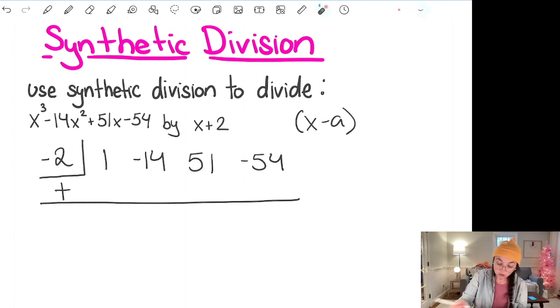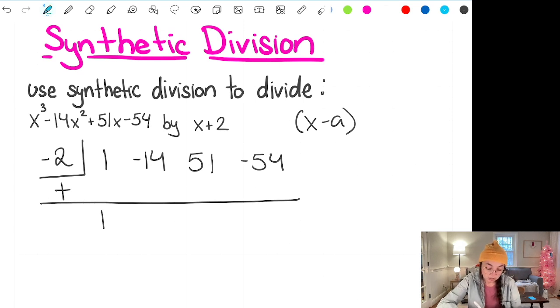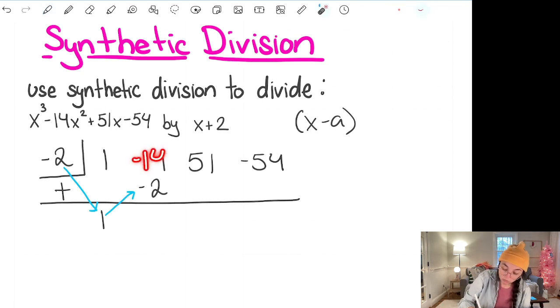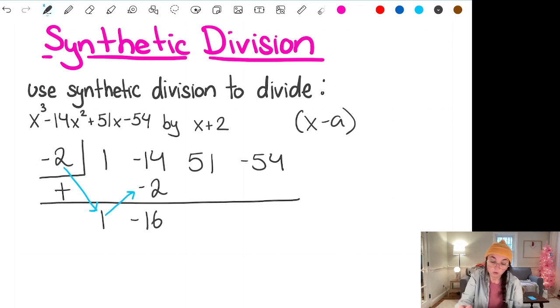The first step is to carry this first number all the way down, so we're just going to bring down the 1. Now we're going to take this number up here and multiply it by this number. So negative 2 times 1 equals negative 2, and the answer goes right there. So now we're going to do negative 14 plus negative 2. That's going to give us negative 16. And so there we go. Let me put little arrows so we know what we're doing.